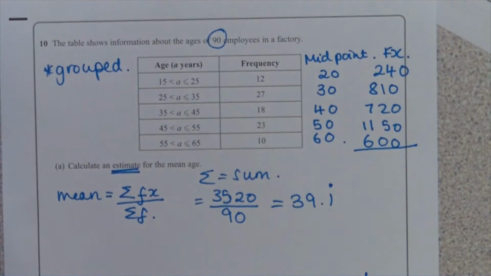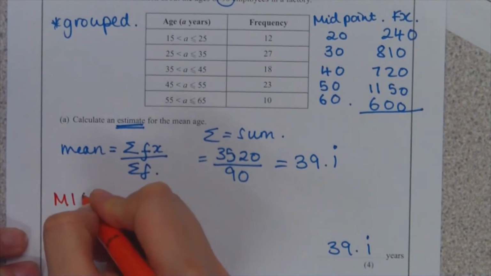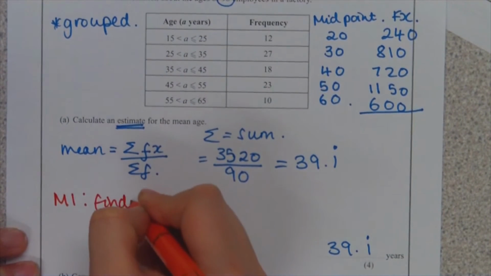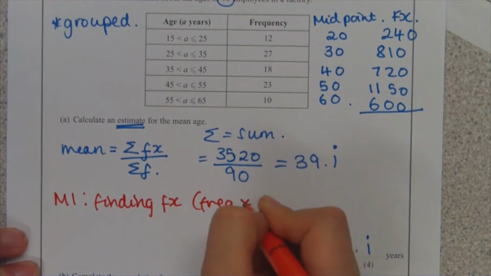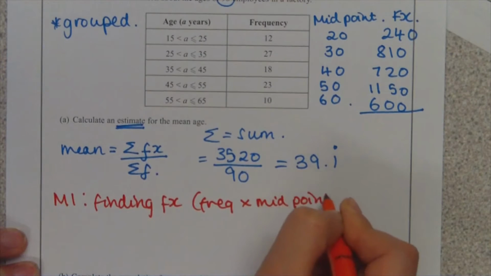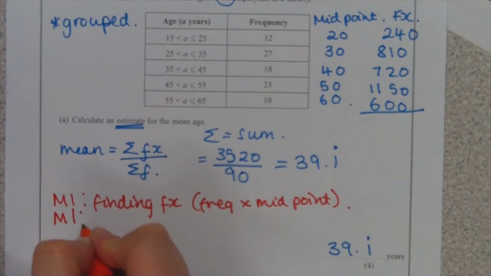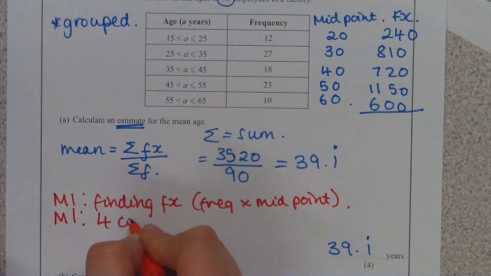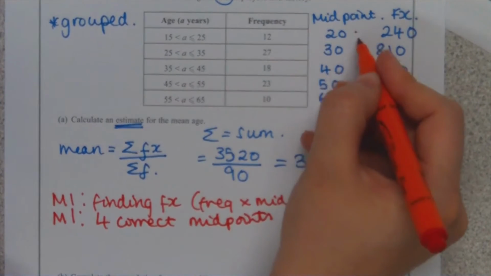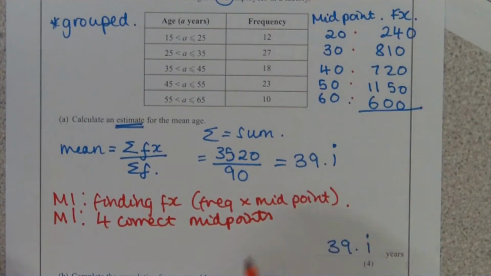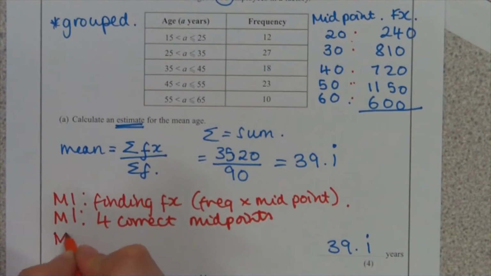With regards to the mark scheme, your first mark is for finding an fx. So in this case, frequency times midpoint. However, if you attempt to find some sort of fx, that might not necessarily be that, you'll still get the mark. The second mark is for finding the correct midpoints. So you need to have 20, 30, 40, 50, 60. There are 5 midpoints to find in total. If you get 4 of those, that's your second mark.